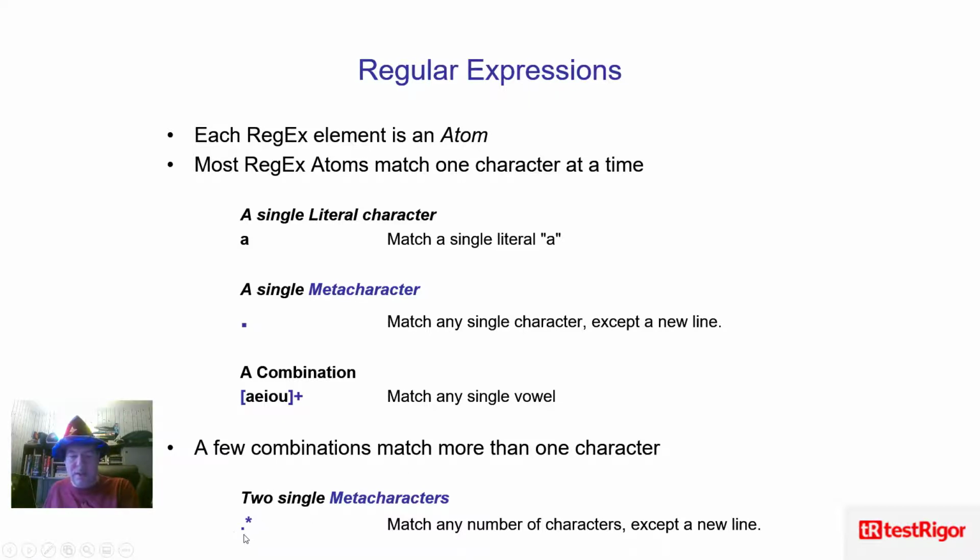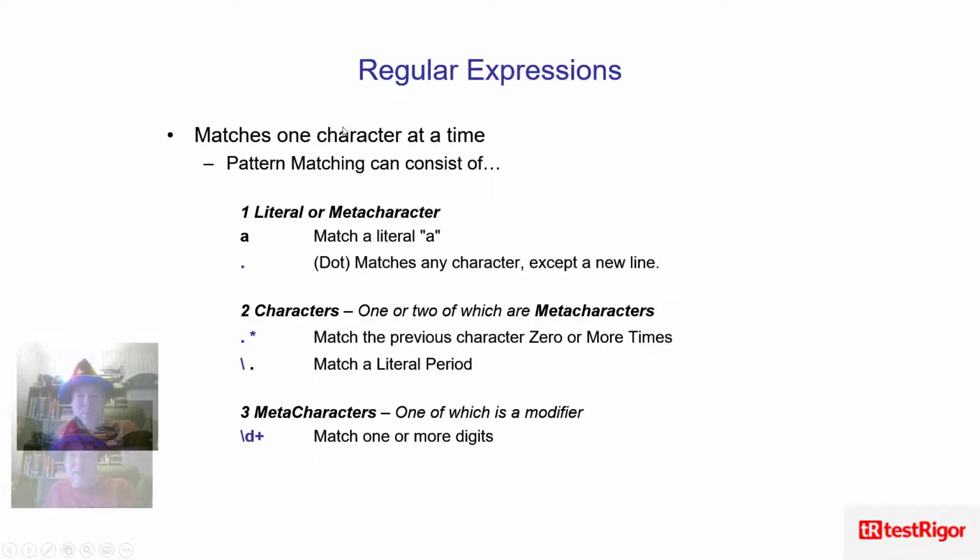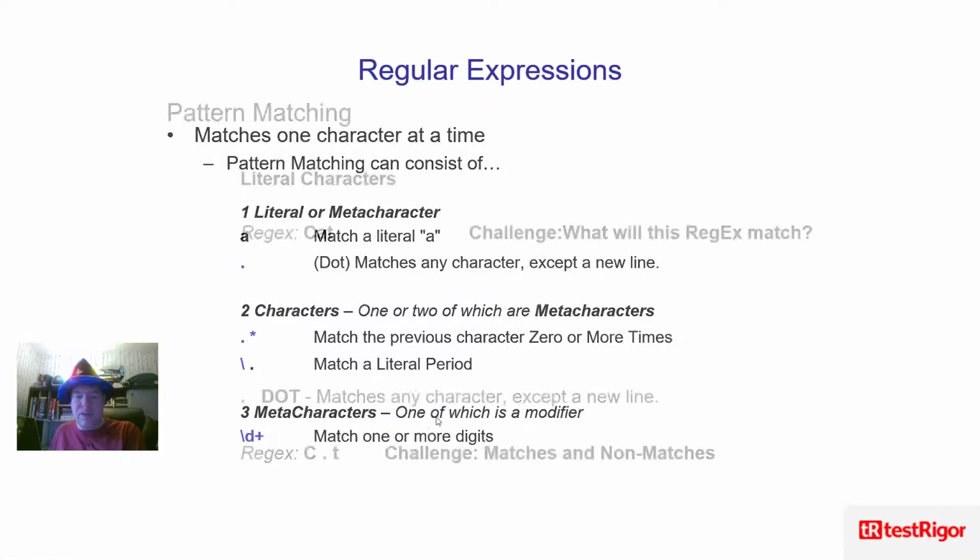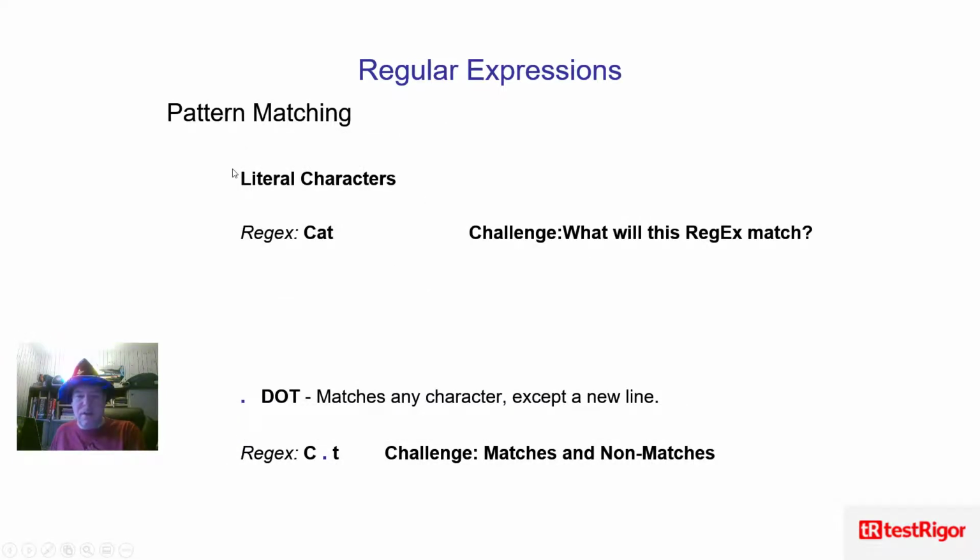So dot star is going to match any number of characters except for a new line. Regular expressions match one character at a time. Pattern matching consists of a literal, a dot, or two or three metacharacters, which we just covered. All right, moving on.